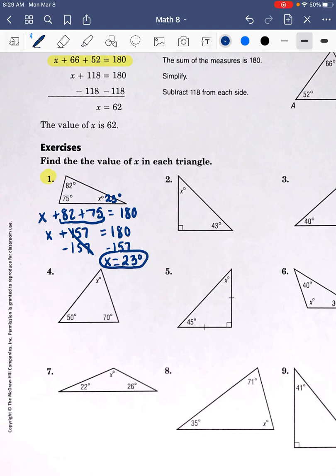Probably once you get used to this, you're going to get into a routine with your calculator, and you might not have to show all of this work, but it is the expectation that you at least write your equation out and then give us your answer circled or boxed, as Miss Dupe likes it.